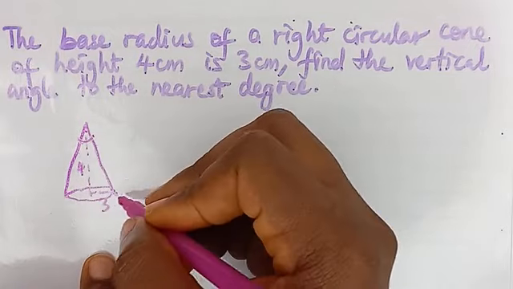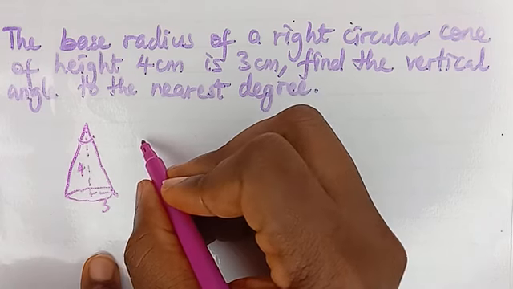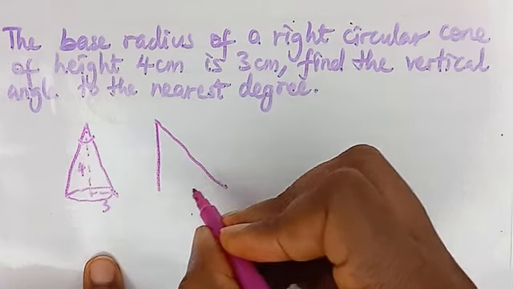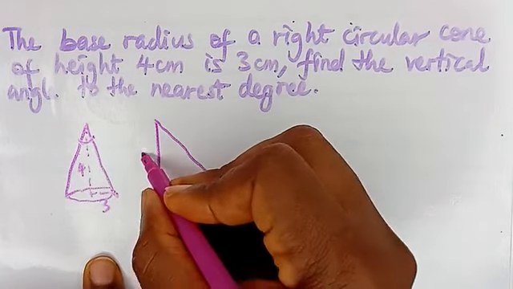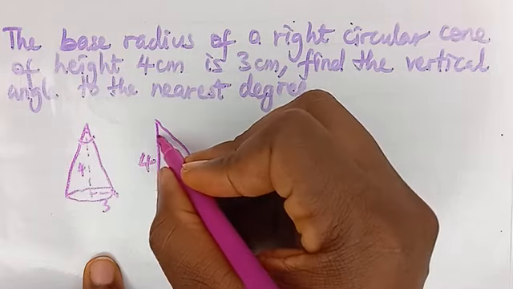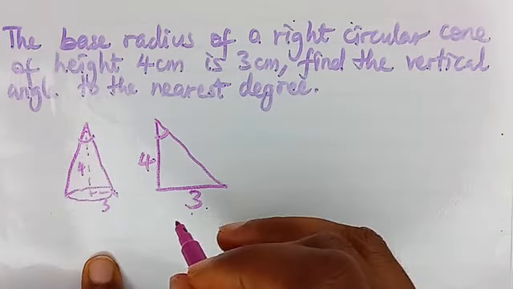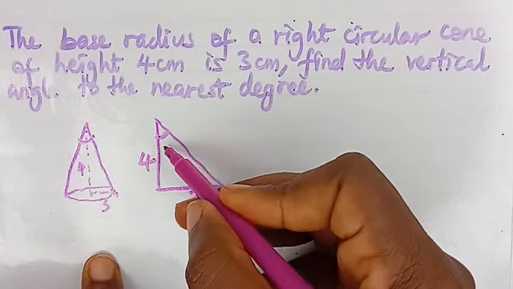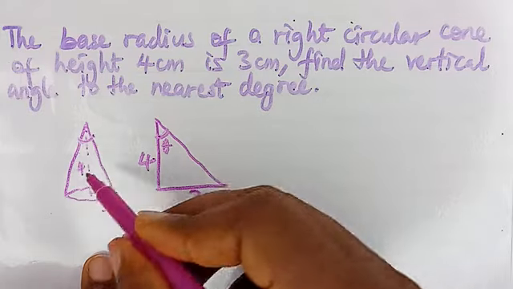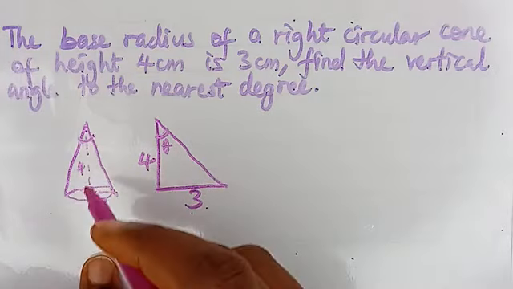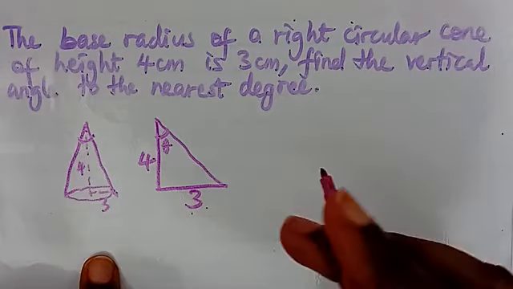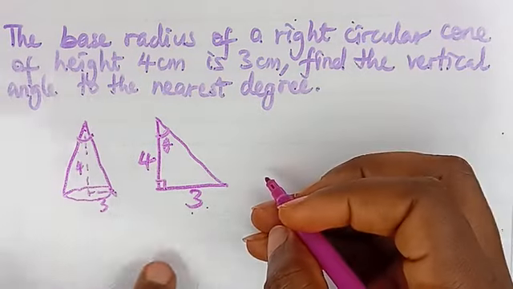And when we look at this part of this cone, we can see that we can draw a triangle. Let me draw that triangle of this part. So this is 3, this is 4. So this angle here is half the vertical angle, the semi-vertical angle. So when we find this angle here, we multiply it by 2 to find the vertical angle of this cone. Is that understood, right? Okay.